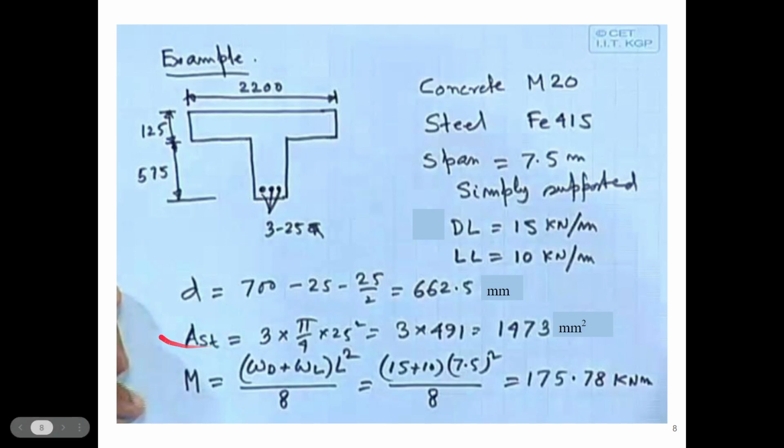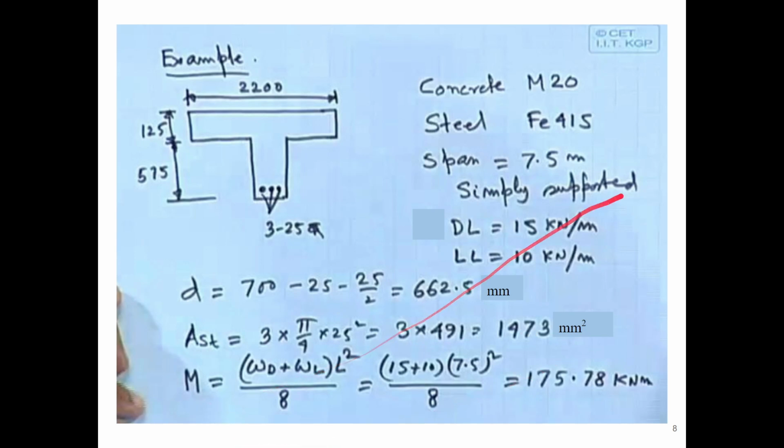So how will we proceed to calculate the deflection? First we calculate the effective depth d, which is 700 minus 25, the clear cover, minus 25 by 2, that is the half of the diameter. That equals 662.5 millimeter. The area of steel is 3 into pi by 4 into 25 square, which is 3 into 491, that is 1473 millimeter square.